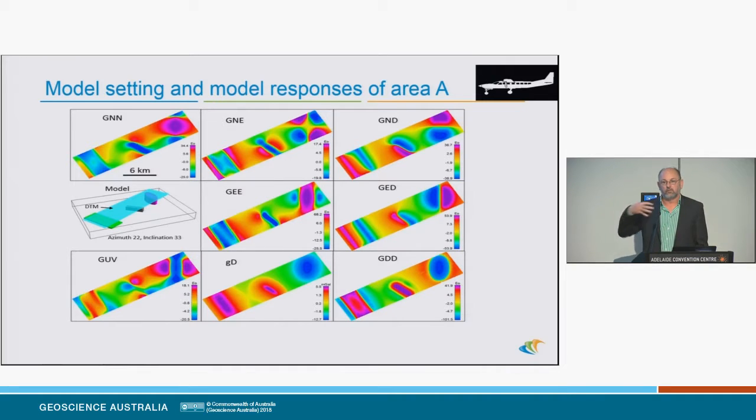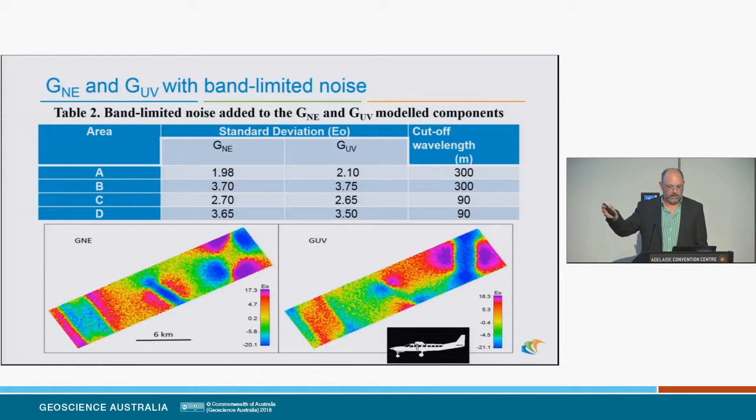We repeated this process for all 4 of the survey areas, but I'm not going to show you all of the models just because it takes a bit longer, but they're all in the published paper. So the G&E and GUV components we added noise to. And for each survey area, the amount of noise we added was the amount of noise we actually measured from the survey. So again, as much as we possibly can, reproducing what happened on the actual surveys, but in a way that allows us to know what the truth should be.